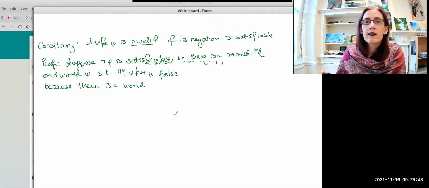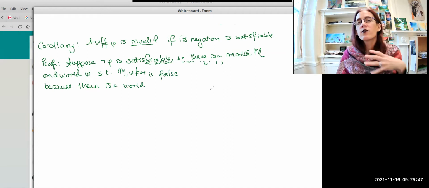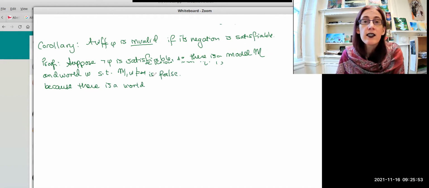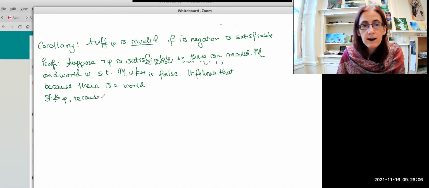Now, this model is built on a particular frame. Since we have found a model and a world in that model where phi is false, it has to be the case that phi is not going to be valid on this frame either. So it follows that phi is not valid on this frame either, because of this model and this world right here.